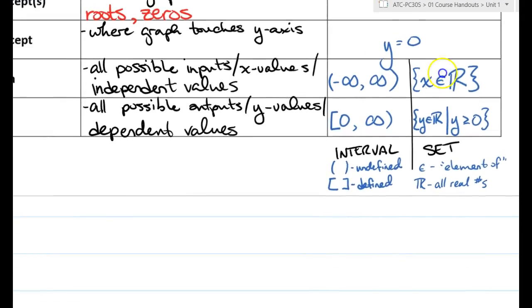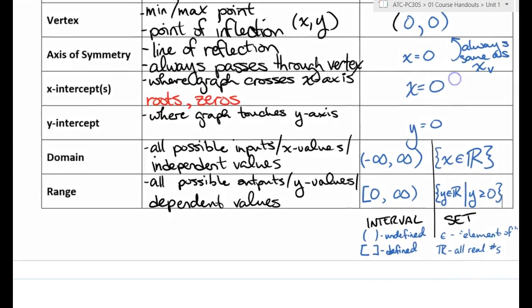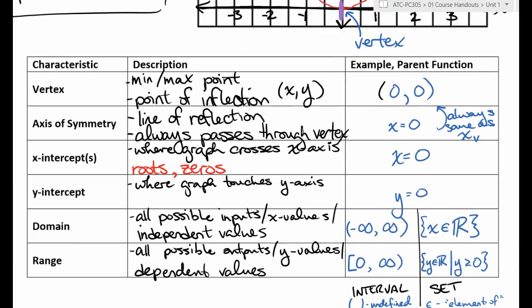So those are kind of our key things that we need to be able to identify for every quadratic function. So whether you're looking at it in vertex form, which is the next few lessons, or in general form, which is our last few lessons, you always want to be able to identify the vertex, axis of symmetry, x-intercepts, aka the roots or the zeros, the y-intercept, the domain, and the range. Okay, so you're going to get lots of practice on that.